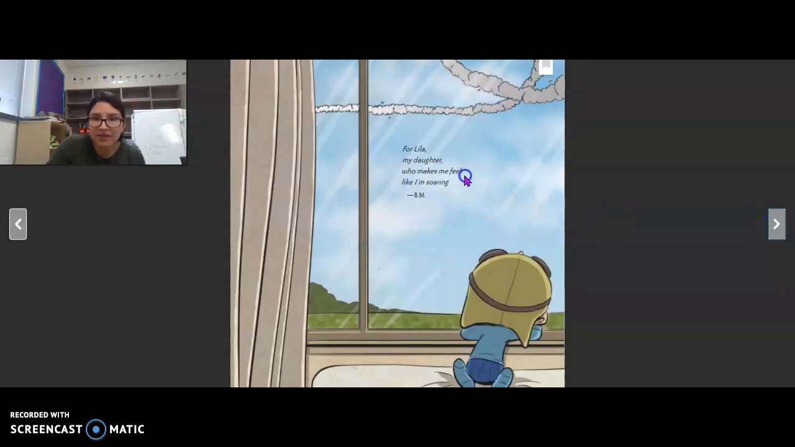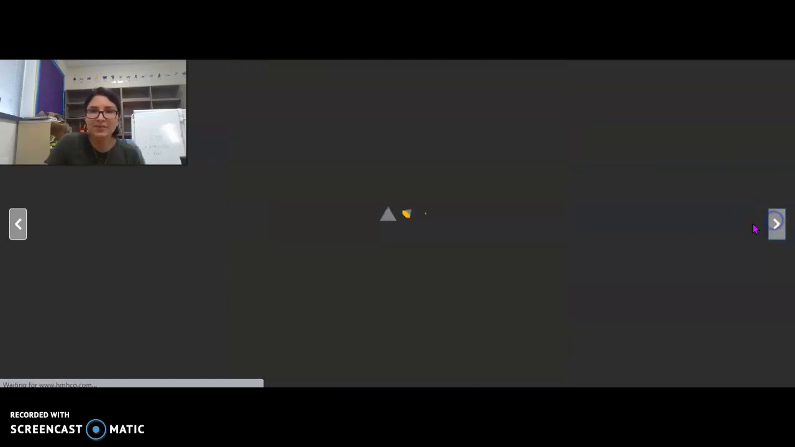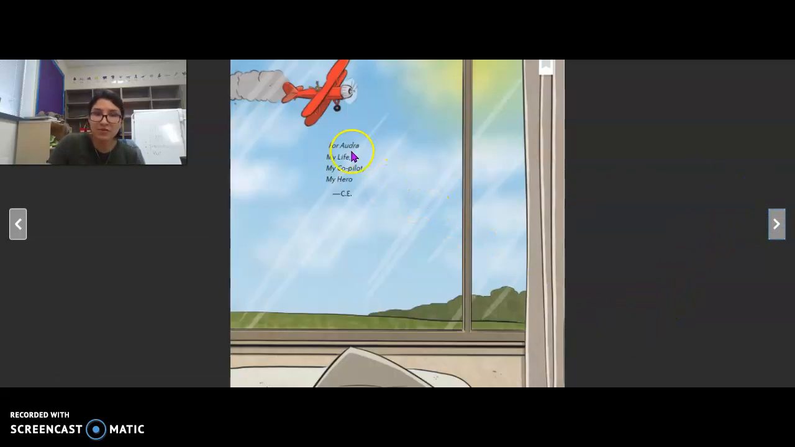Oh, right here. This right here is italic text. "For Lila, my daughter, who makes me feel like I'm soaring." So this is meant to stand out and let us, the reader, know, hey, pay attention to this. You can also read it with feeling.